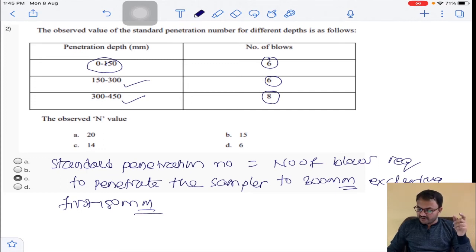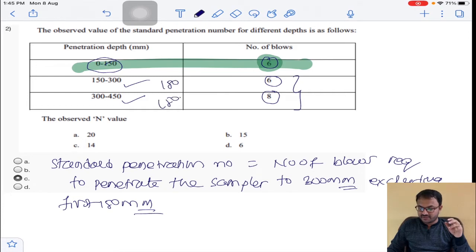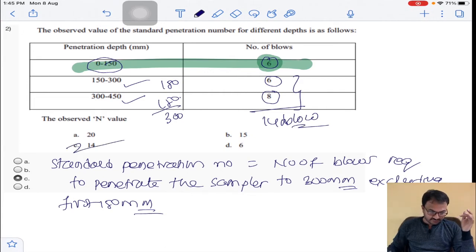Okay, so for the top 150 mm, this 6 number of blows is excluded. The remaining 150 mm plus 150 mm, total 300 mm, so the total number of blows will be 14 blows. So the answer will be C for question number 2.